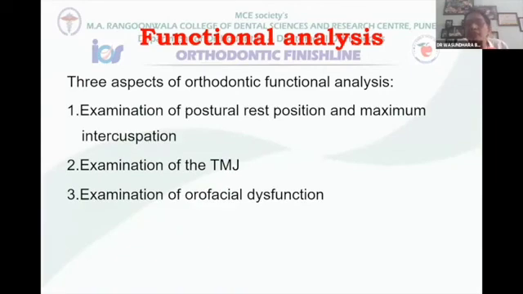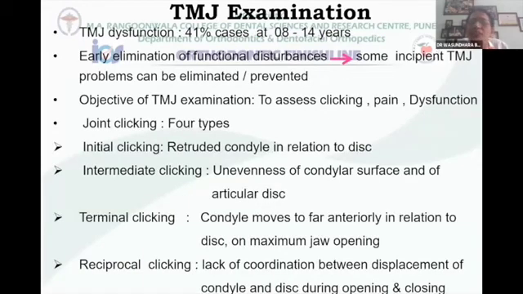Three aspects have to be studied in the functional analysis: examination of the postural rest position and maximum intercuspation. And this, I think, will be very well covered by our eminent speaker, Dr. Toshniwal sir. The examination of the TMJ has to be done, and the examination of the orofacial dysfunction. What do we want to see in the TMJ? Around 41% of the cases in the age group of 8 to 14 years have a TMJ dysfunction. And early elimination of the functional disturbance will correct the TMJ problem. It will eliminate the TMJ problems.